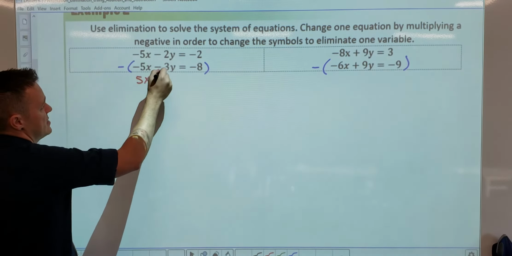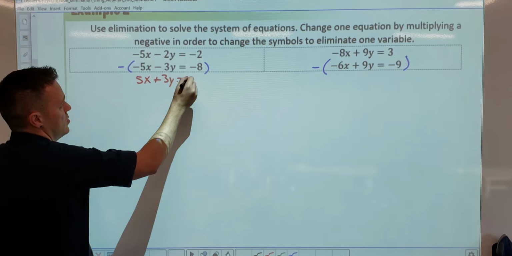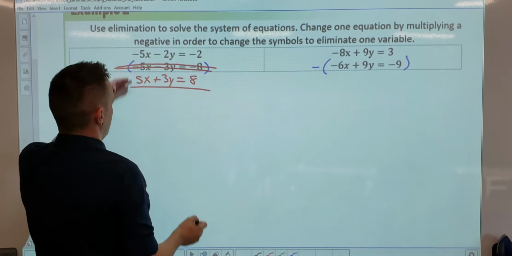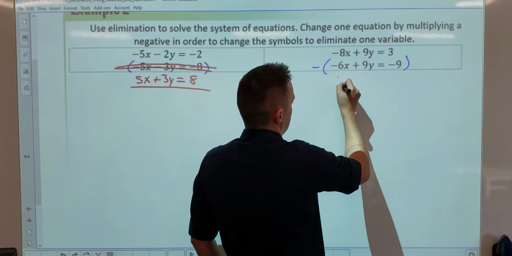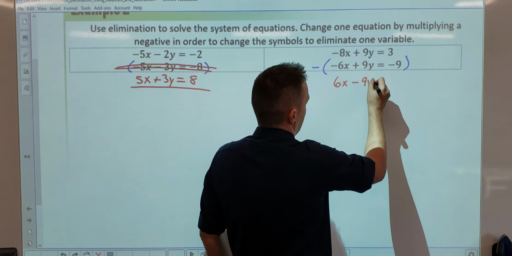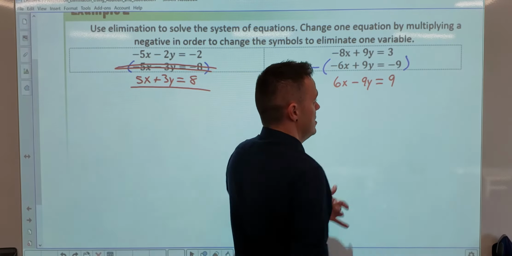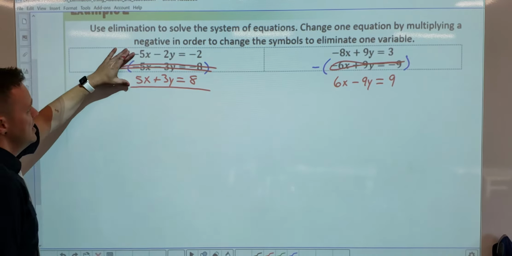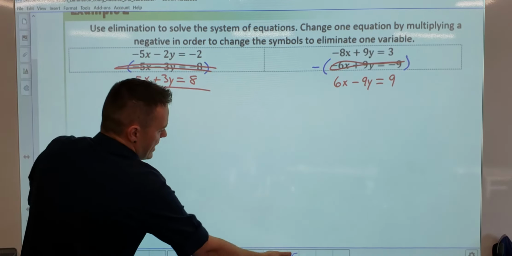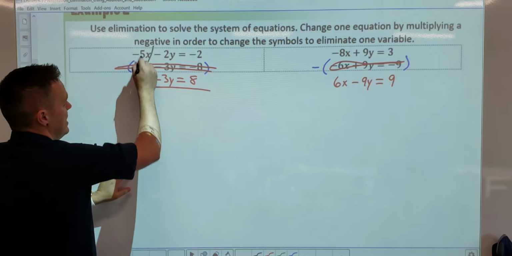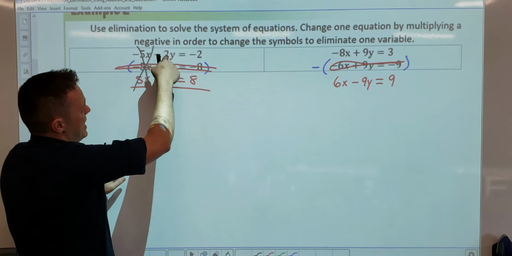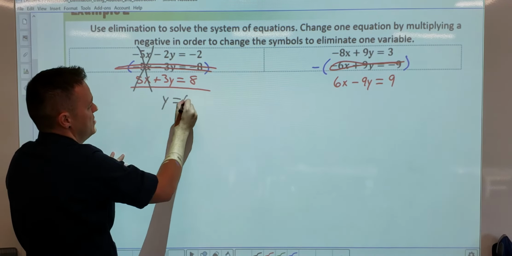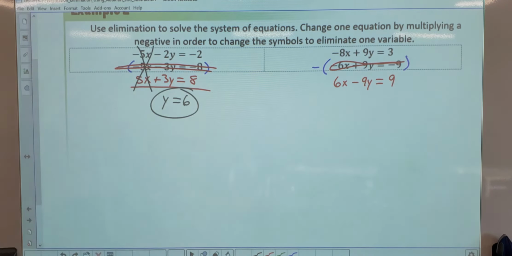This would be 5x plus 3y equals 8. So I basically changed all that up. And I'll do the vertical math and I'll skip that column. And so this will be 6x minus 9y equals 9. So that way I switched these symbols to positives, okay? So on here, these cancel out. Let me change this to black. It'd be 3 minus 2, which would be just y, equals 8 minus 2, 6. Bam. Can't get any easier than that, can it?